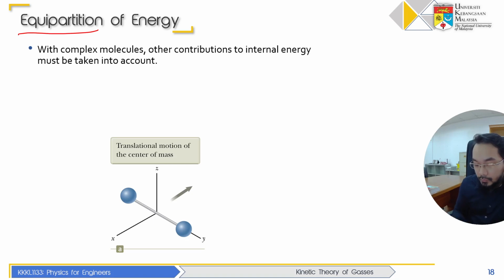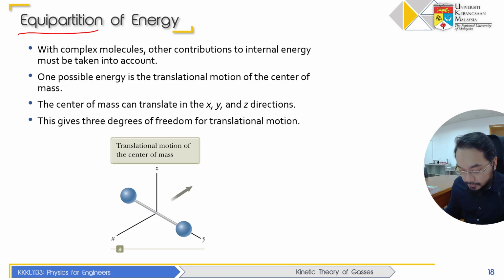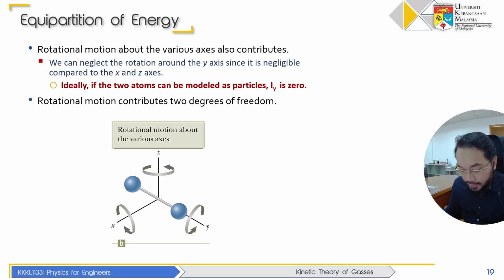And here, if we have a more complex molecule, for example, a diatomic molecule, a molecule with 2 atoms covalently bonded, other contributions to internal energy must be taken into account, such as translational X, Y, and Z, and then we can have rotational. Rotational motion about the various axes also contributes. We can neglect the rotation around the Y axis since it is negligible compared to the X and Z axis.